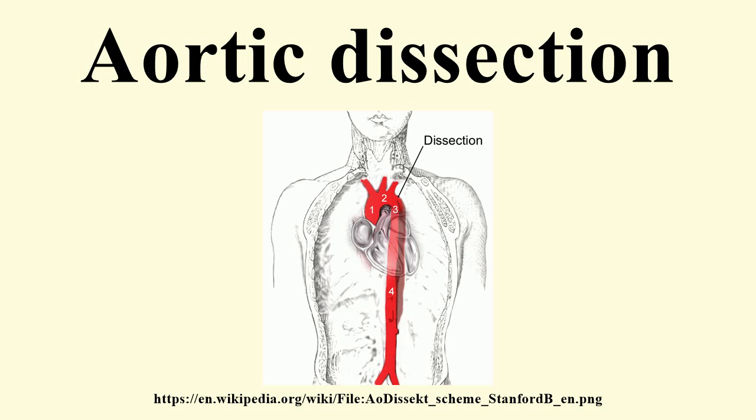A bicuspid aortic valve is found in 7 to 14% of individuals who have an aortic dissection. These individuals are prone to dissection in the ascending aorta. The risk of dissection in individuals with bicuspid aortic valve is not associated with the degree of stenosis of the valve. Marfan syndrome is noted in 5 to 9% of individuals who suffer from aortic dissection.